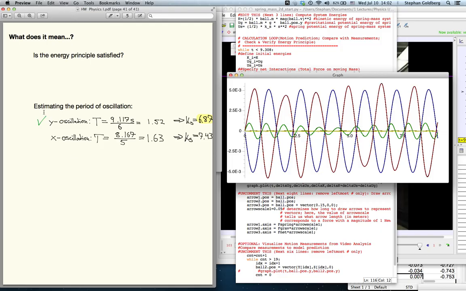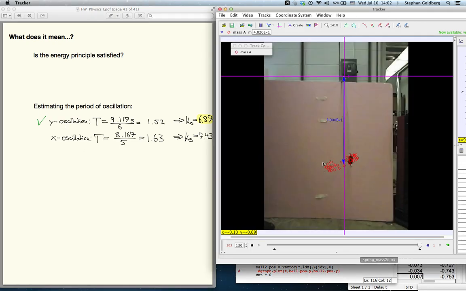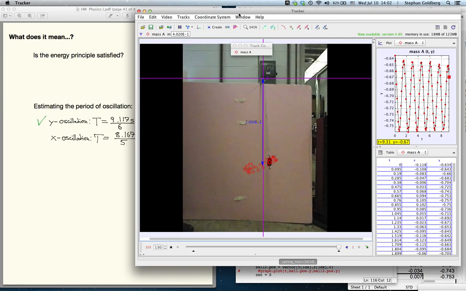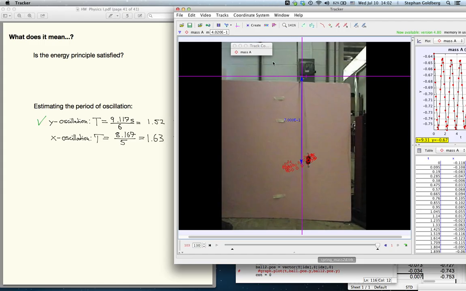Now, if we estimate the period of oscillation using y oscillation data versus x oscillation data, we arrive at a different oscillation period, and that gives us a different spring stiffness. So we have to be careful using the correct axis for calculating our oscillation data.